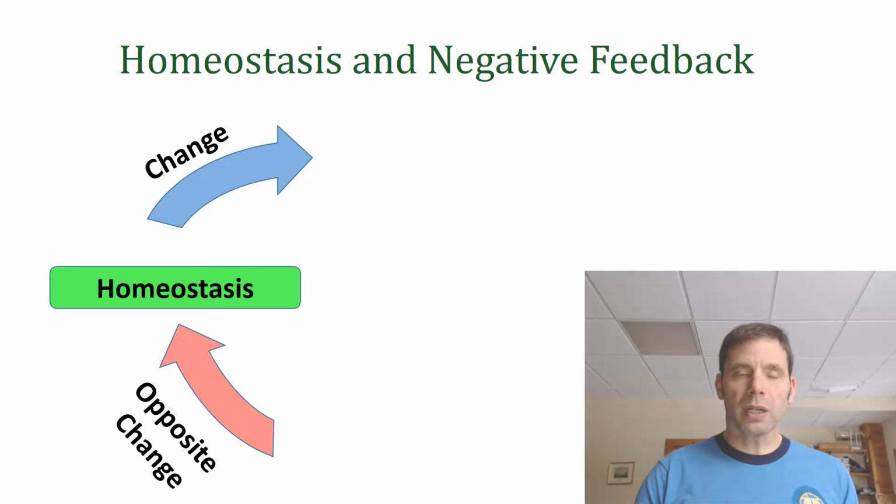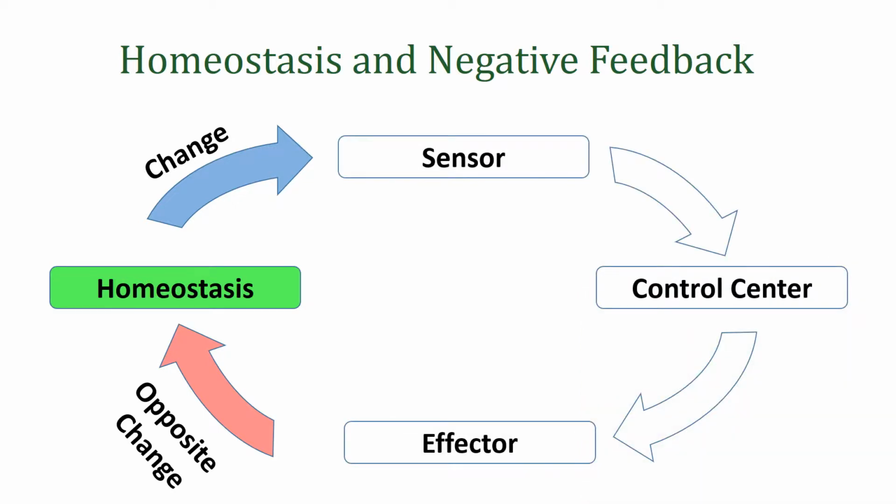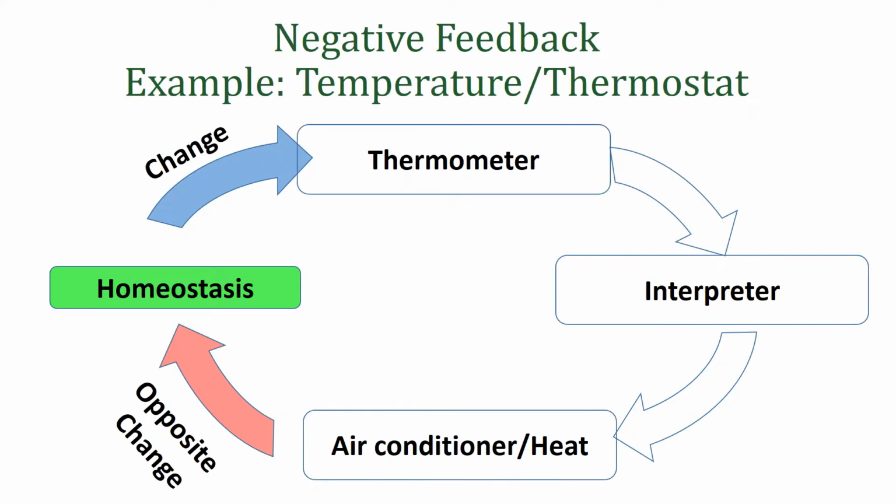How does this process work? The process requires a sensor, control center, and an effector. Probably the most common analogy we draw here is a thermostat that maintains room temperature. So we have a sensor, a thermometer, that measures temperature. The thermometer on its own doesn't do anything, it just responds to a change in temperature. The control center interprets a change, and the effector is either a heater or air conditioner that will counter the initial change. Let's have a look at me trying to be a thermostat.